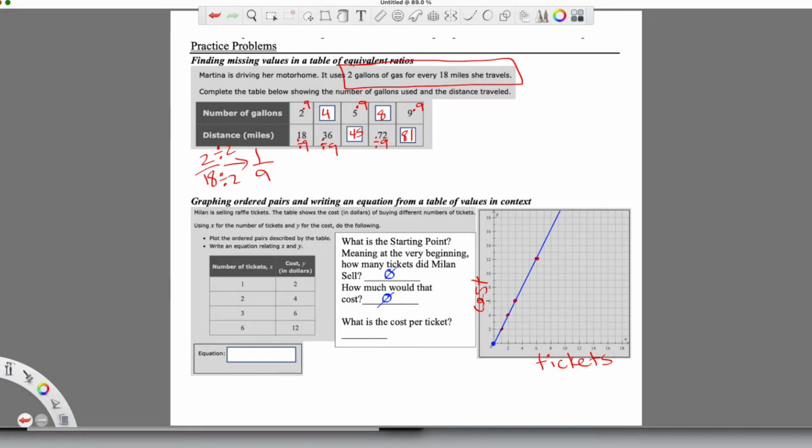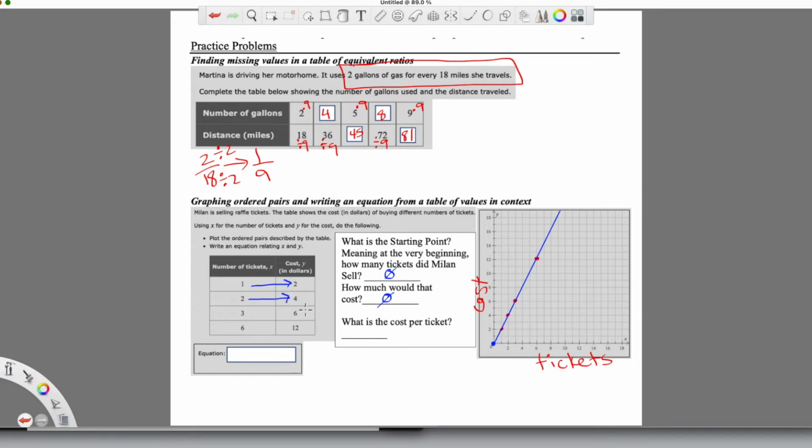And then we also need to know how much does it cost per ticket, because this is going to be our change, or what's called our slope. So this is the rate at which it's increasing per ticket. So on the table, I actually see one ticket costs $2. So we just want to make sure, does this relationship hold true for all of them? So 2 tickets cost $4.